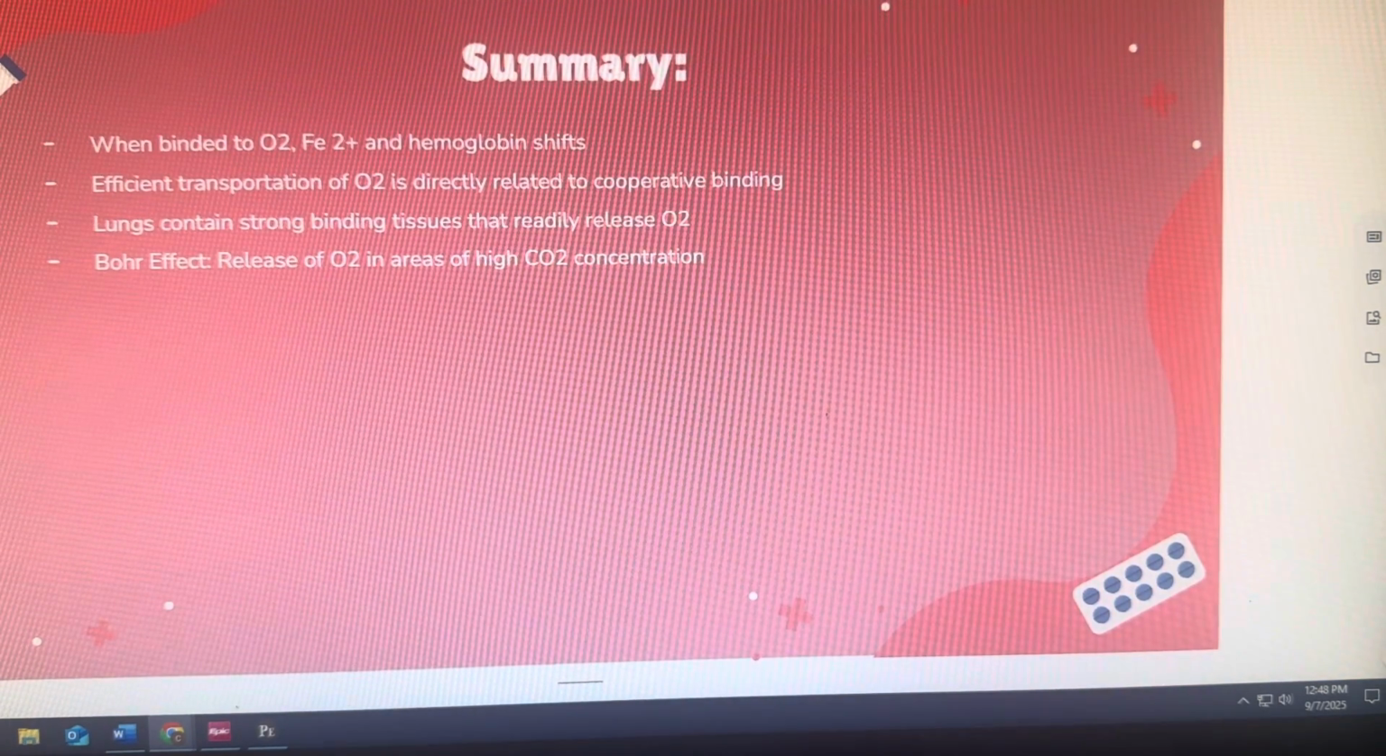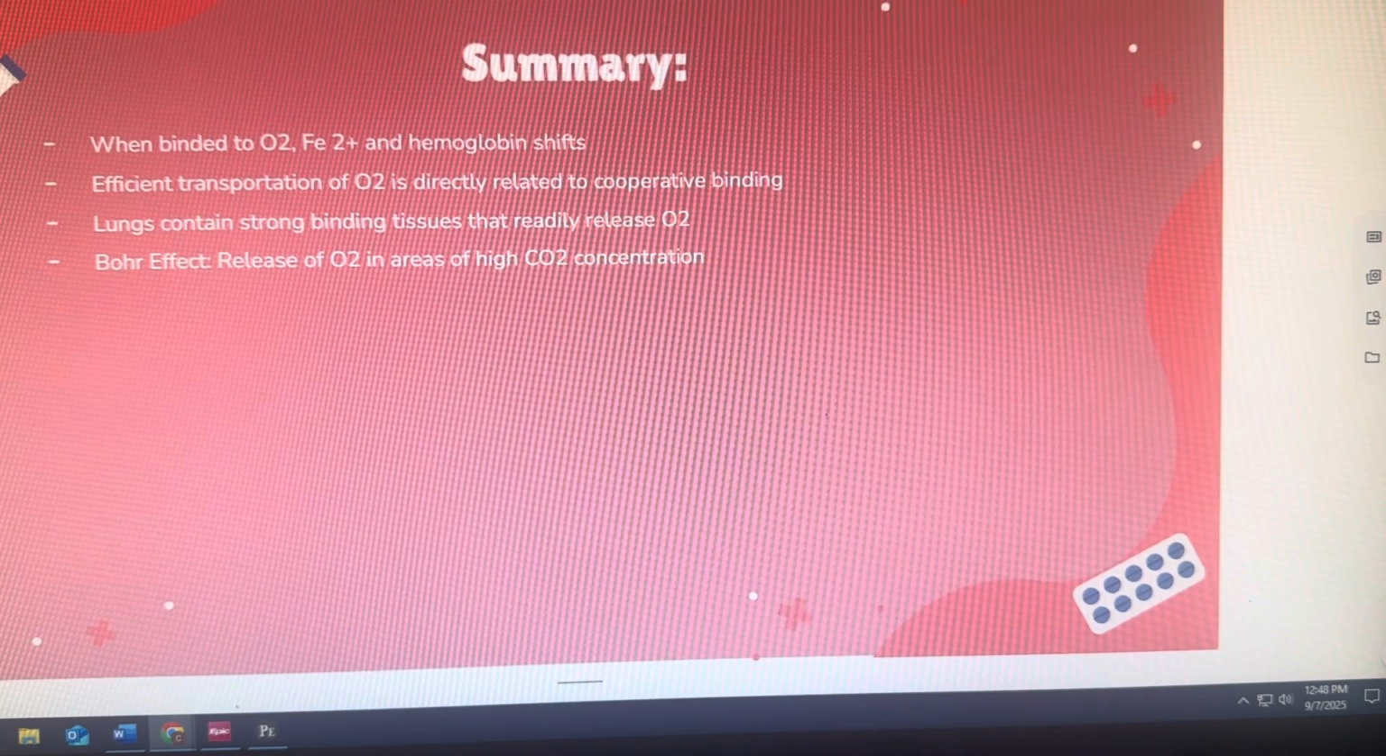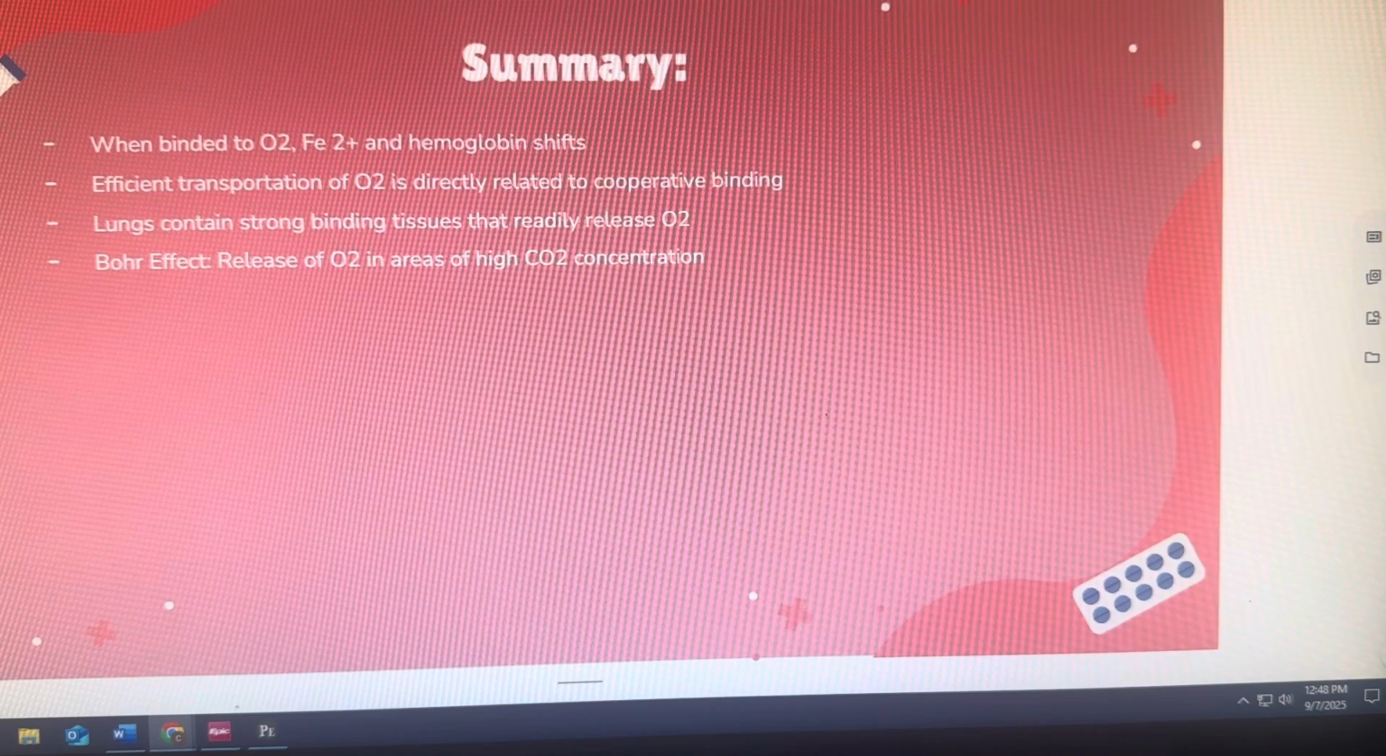So, in summary, to sum up everything, oxygen binding to heme pulls the iron into the plane of the ring and shifts hemoglobin from the tense state to the relaxed state. That conformational change makes hemoglobin cooperative, so once oxygen starts binding, the rest bind more easily. This explains the S-shaped dissociation curve.